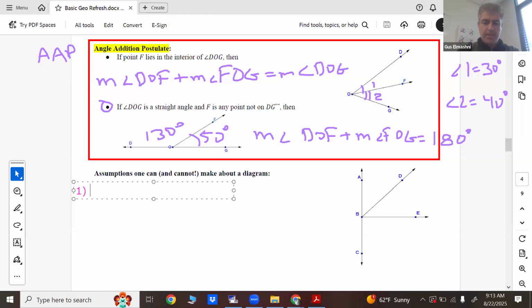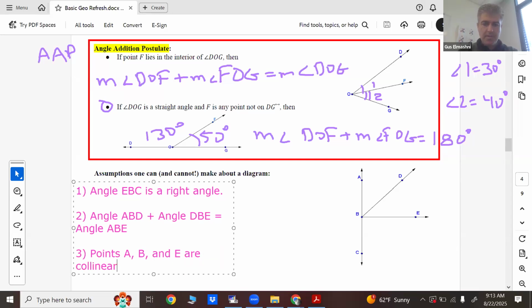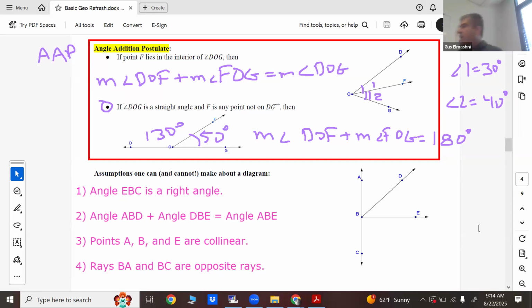Let's see here. Angle ABD plus angle EBD. Nice. Okay. All right, let's talk about it.